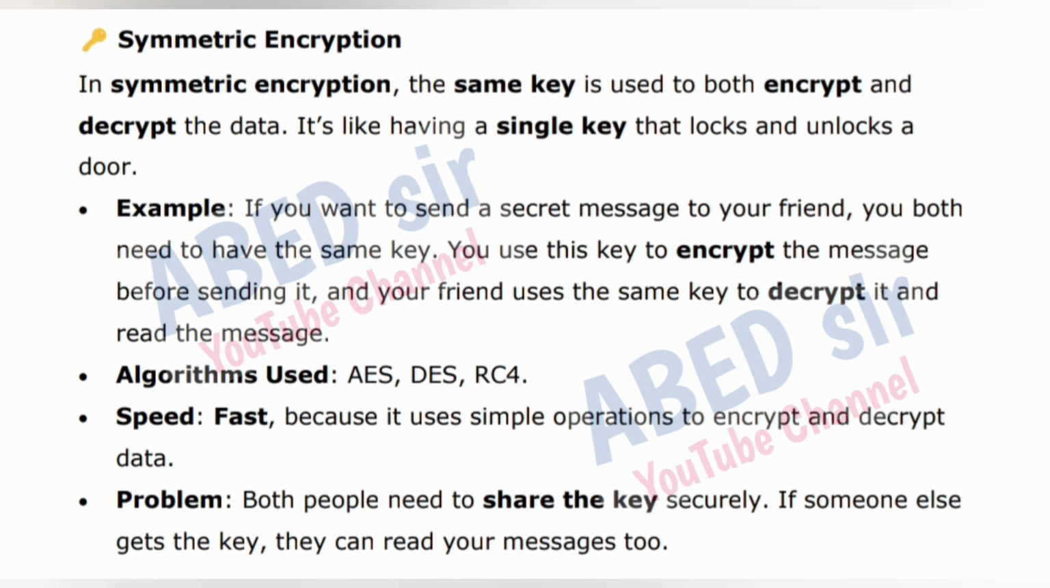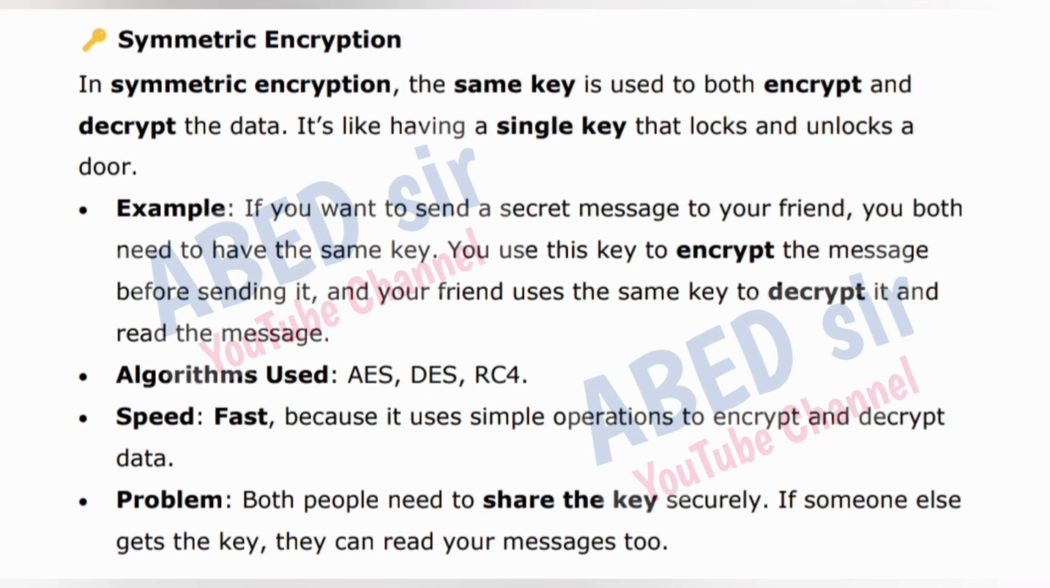Symmetric encryption. In symmetric encryption, the same key is used to both encrypt and decrypt the data. It's like having a single key that locks and unlocks a door. Example: if you want to send a secret message to your friend, you both need to have the same key. You use this key to encrypt the message before sending it, and your friend uses the same key to decrypt it and read the message.